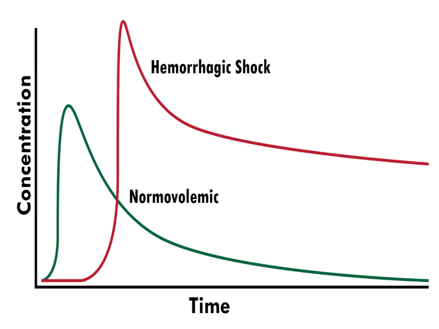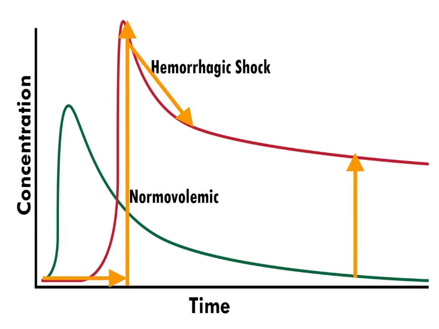First, the patient that's in hemorrhagic shock, there's a delay in peak serum concentration. So it takes longer to reach peak serum concentration. The peak serum concentration is higher than the patient who's not in shock. The medication does not redistribute nearly as well as in the patient not in shock. And you'll notice this effect persists much longer. So you'll have higher serum concentrations for a longer period of time.